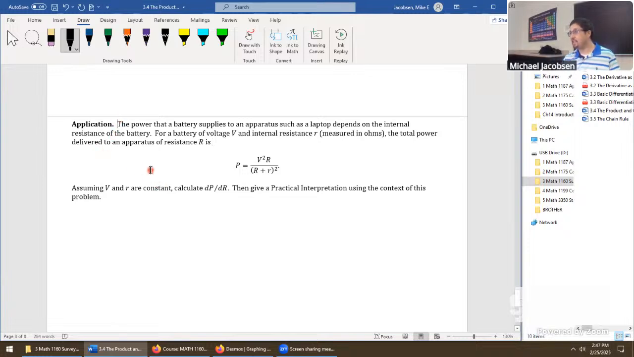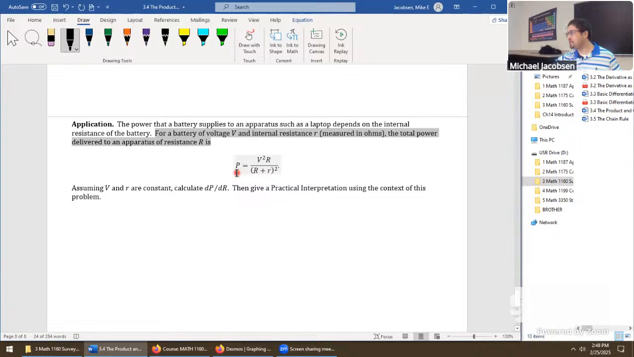And the context on this says, the power that a battery supplies to an apparatus, such as a laptop, depends on the internal resistance of the battery. So this is just the context we're working in. It says next, for a battery of voltage V and internal resistance R in ohms, the total power delivered to the apparatus of resistance R is this.